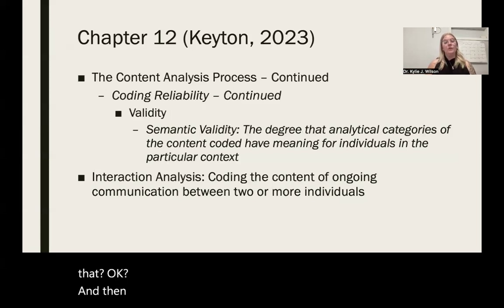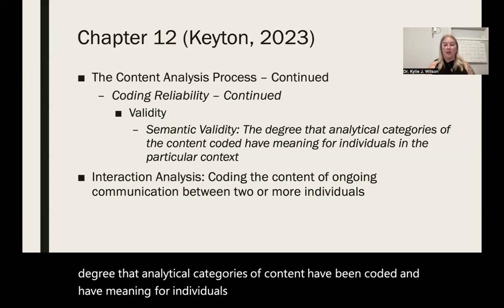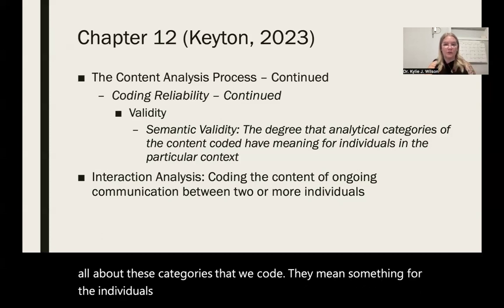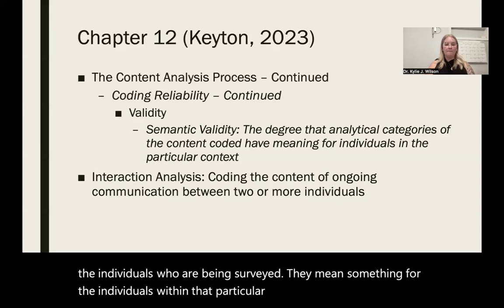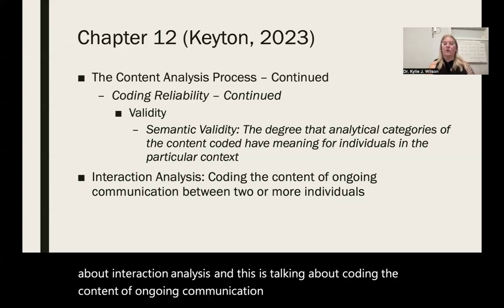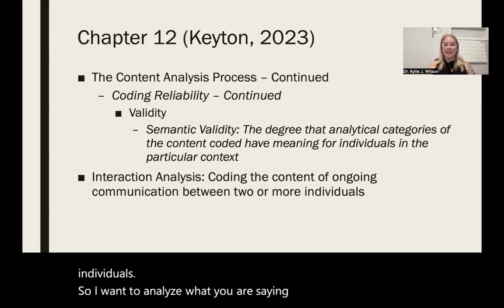And then validity. We talk about semantic validity. So this is the degree that analytical categories of content have been coded and have meaning for individuals within the particular context. So it's all about these categories that we code. They mean something for the individuals who are being surveyed. They mean something for the individuals within that particular context. Okay. We also talk about interaction analysis, and this is talking about coding the content of ongoing communication between two or more individuals. So I want to analyze what you're saying when you're saying it.